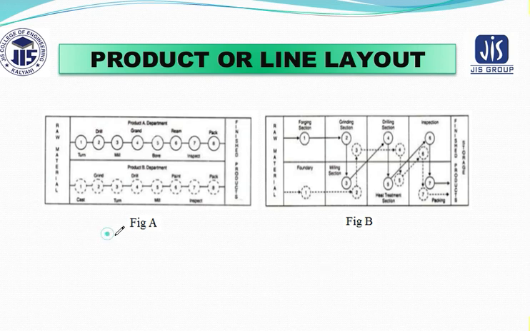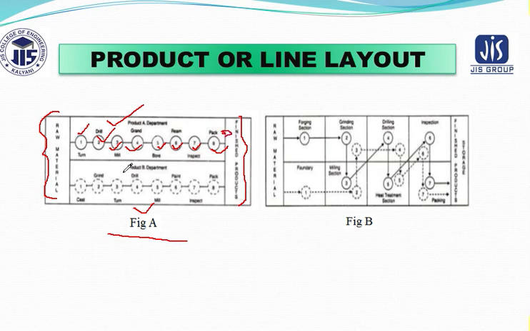So if you look at figure A, this is the department for producing product A, and this is the department used for product B. This is the raw material and this is your finished product. Raw material goes to machine number 1, then machine number 2, then 3, 4, 5, 6, 7, 8, and finally you get your desired product.